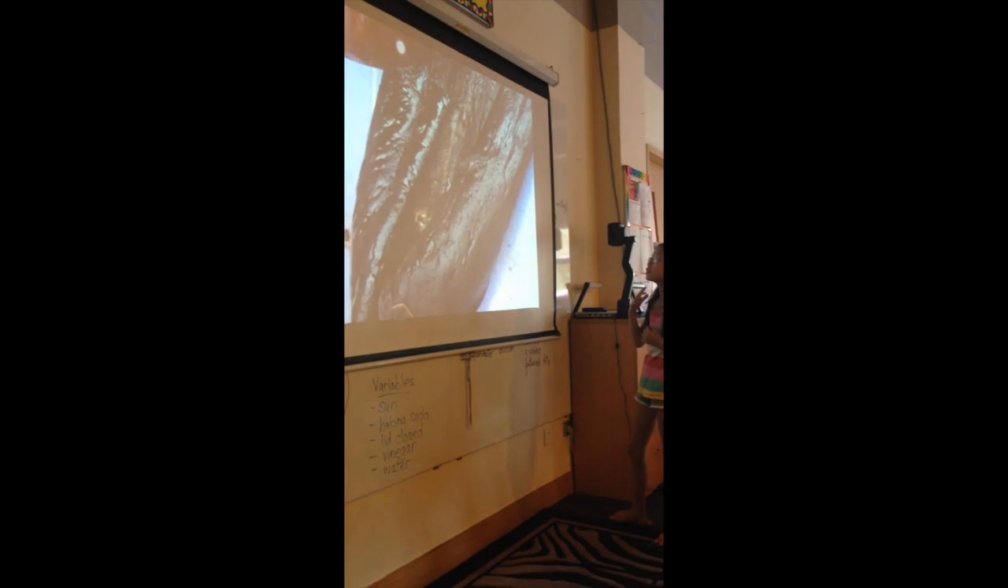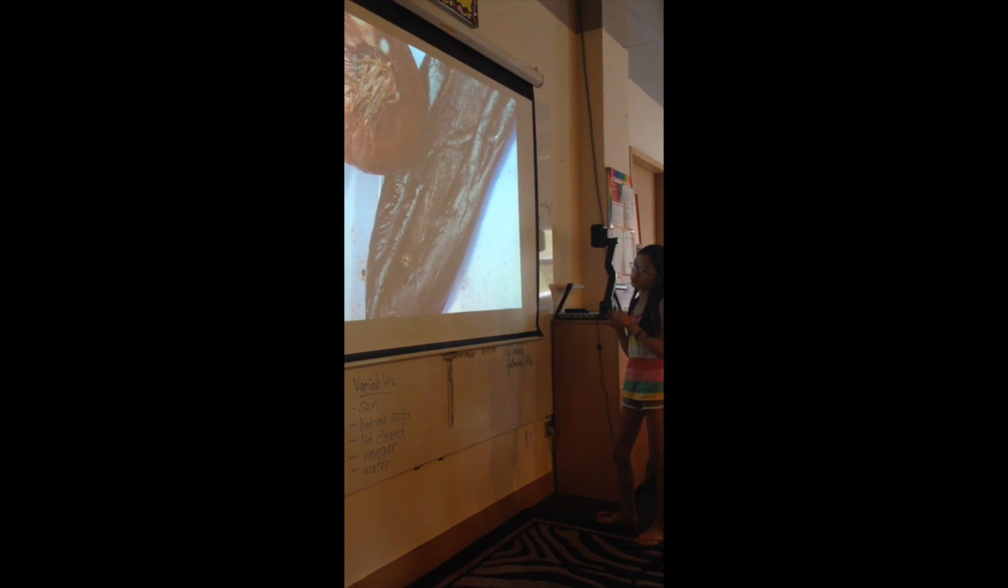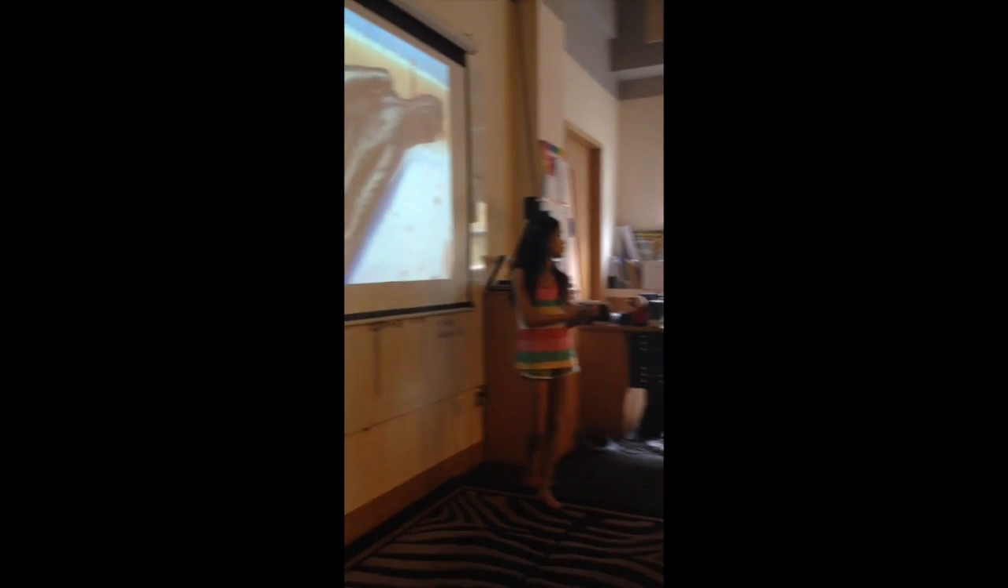A few of the groups also had scavengers come and pick at the specimens in their containers, another frequent occurrence when organisms decompose.